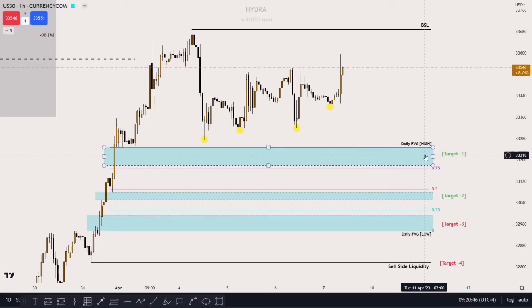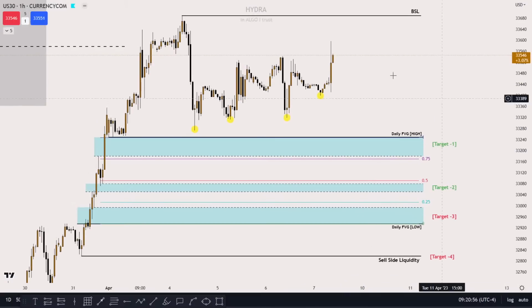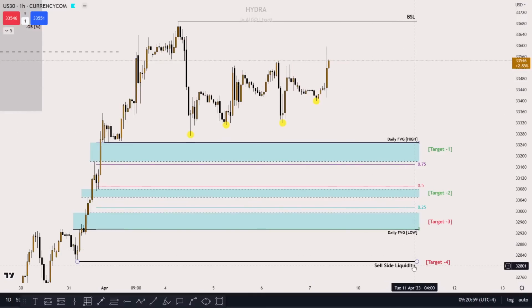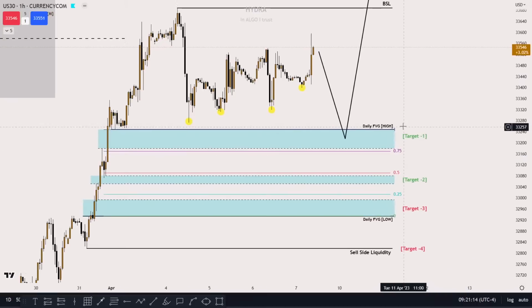If price is offering me liquidity till here, till this imbalance, then I'm profitable. I have 4 hour and I'm happy, right? So I don't need price to deliver till target 4 to make me profitable. If price is delivering till target 1 and then reversing, suppose price came all the way down, right? Price offered the sell side liquidity here and then price reversed. Do I still care? No. Why? Because price gave me 4 hour in between these zones.